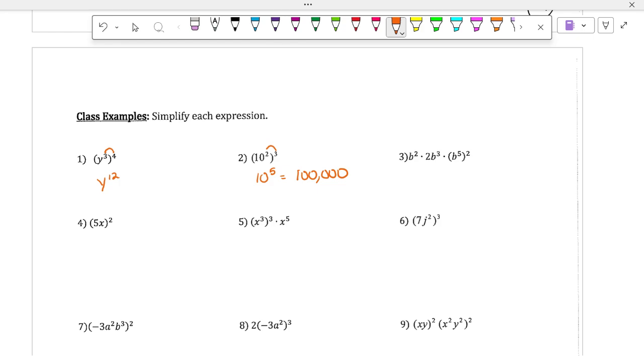Now, number 3 is a little bit different because there's only one power rule, and I recommend doing that first. All right, so if you do 2 times 5, that's 10. So this would be b squared times 2b cubed times b to the 10th. So we bring down the 2 because it's only being multiplied to coefficients of 1, and then we add the exponents. So 2 plus 3 plus 10, that'll be b to the 15th.